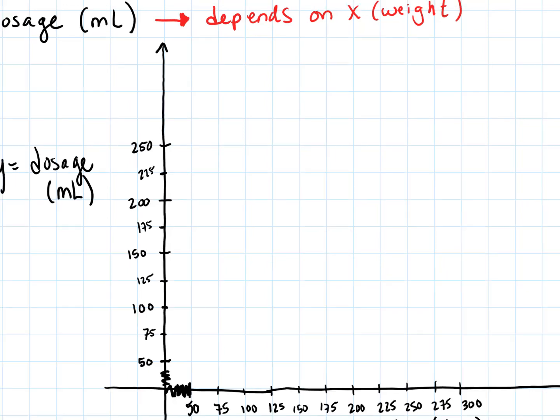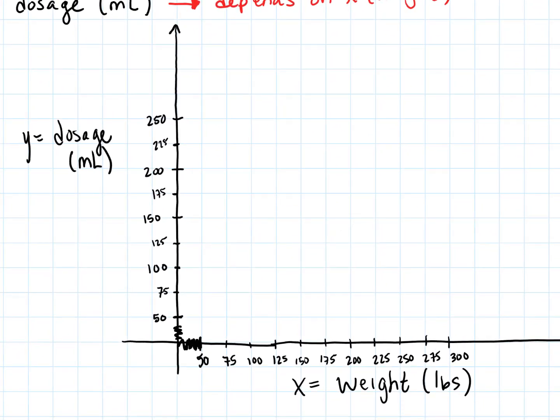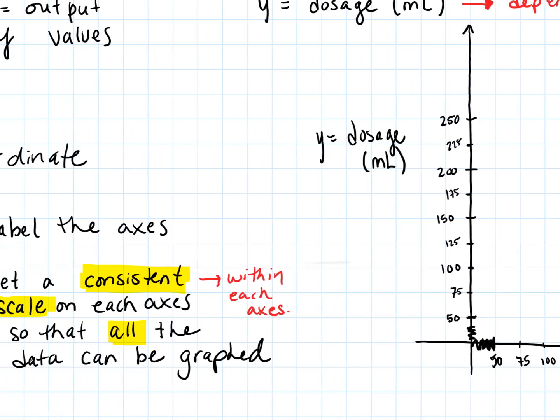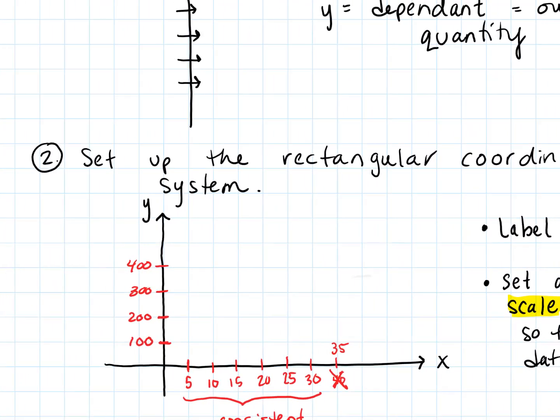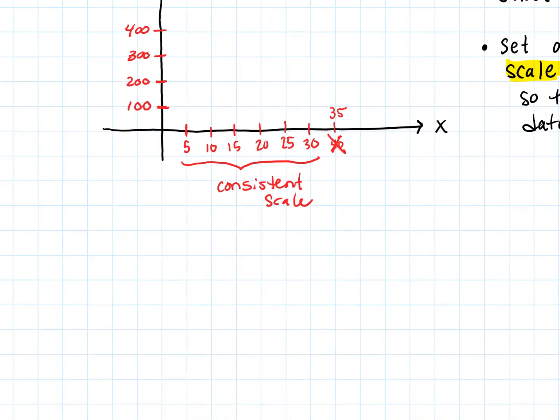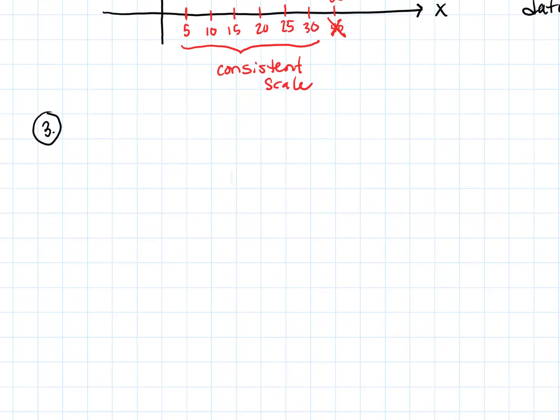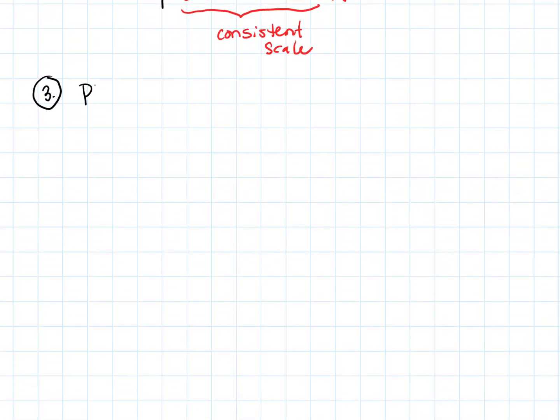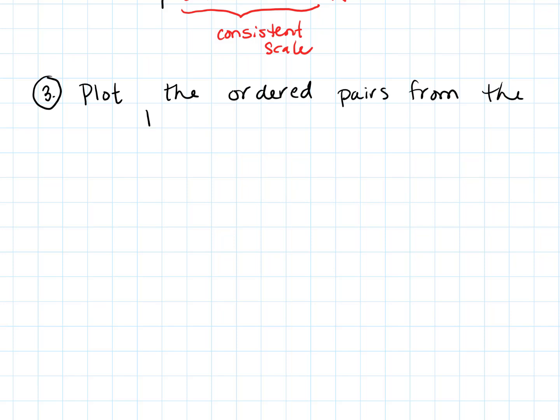Okay, so now I have picked a scale. I've labeled my X-axis and my Y-axis. And so now we're actually going to plot the points. Once we've set up the rectangular coordinate system, the next thing that we want to do, the third step, is to actually plot all of the ordered pairs. So once we have our axes, now we're going to go in here and plot the ordered pairs from the data.